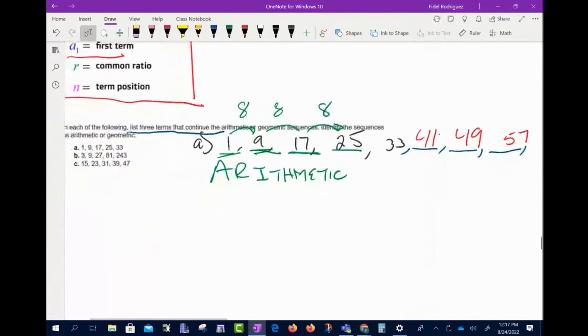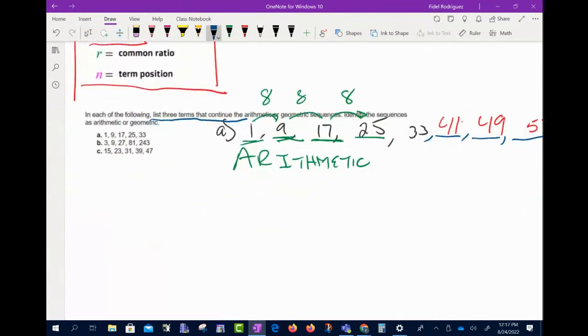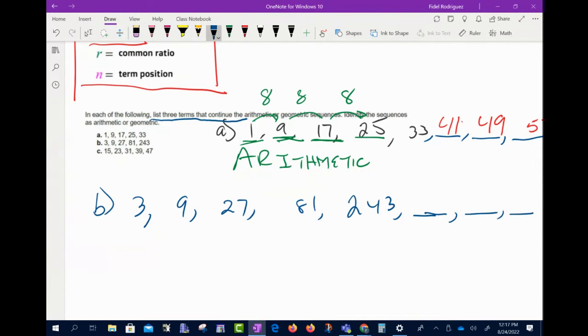Now let's look at part B. Okay. So part B, the numbers that I have for part B are 3, 9, 27, 81, 243, and then we're going to do 3 more terms. Okay, so now the next question is, is this sequence arithmetic or is it geometric? So again, my recommendation, check to see if it's arithmetic. The difference between those two numbers, the difference between those two numbers there, y'all, is 6. The difference here is not 6. I know that. So I know it's not arithmetic.